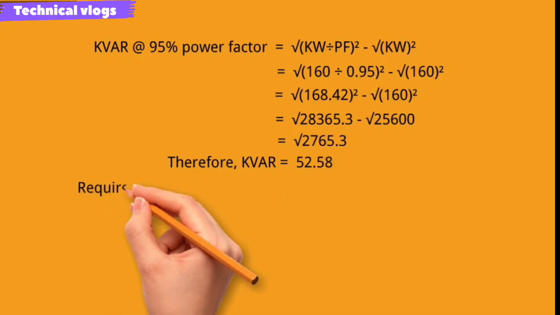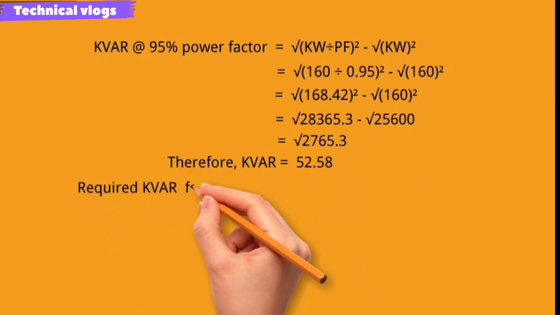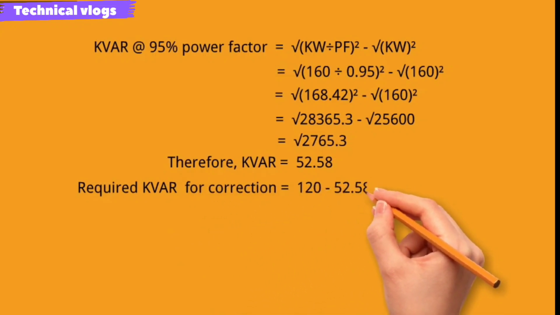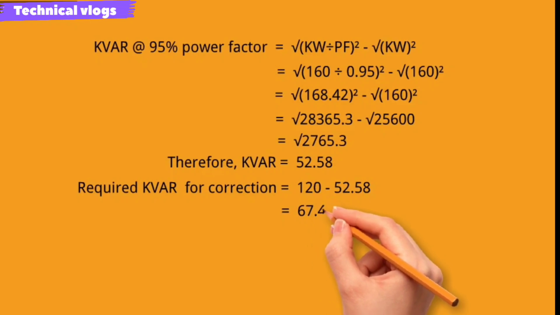So the required kVAR for power factor correction equals 120 minus 52.58. That is 67.42.